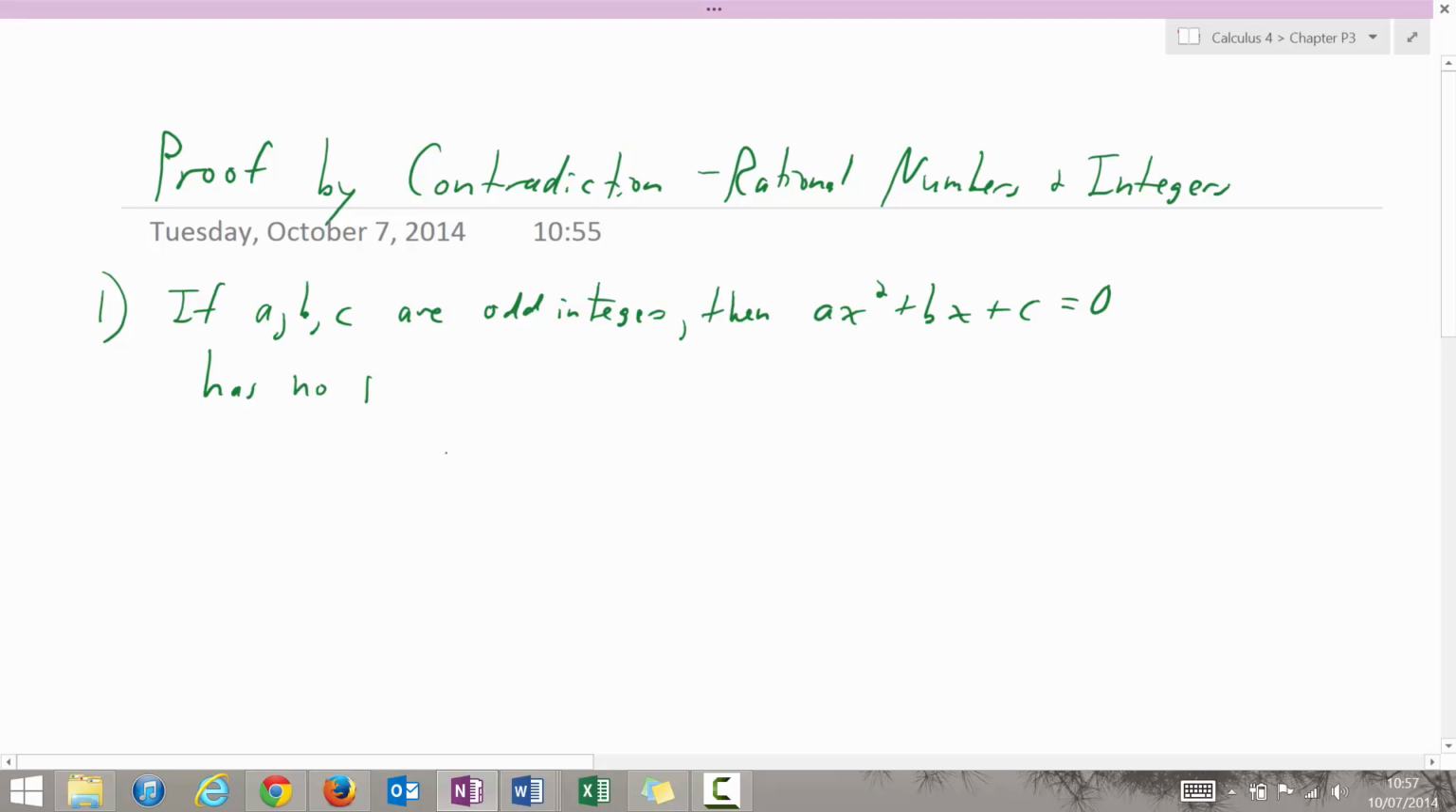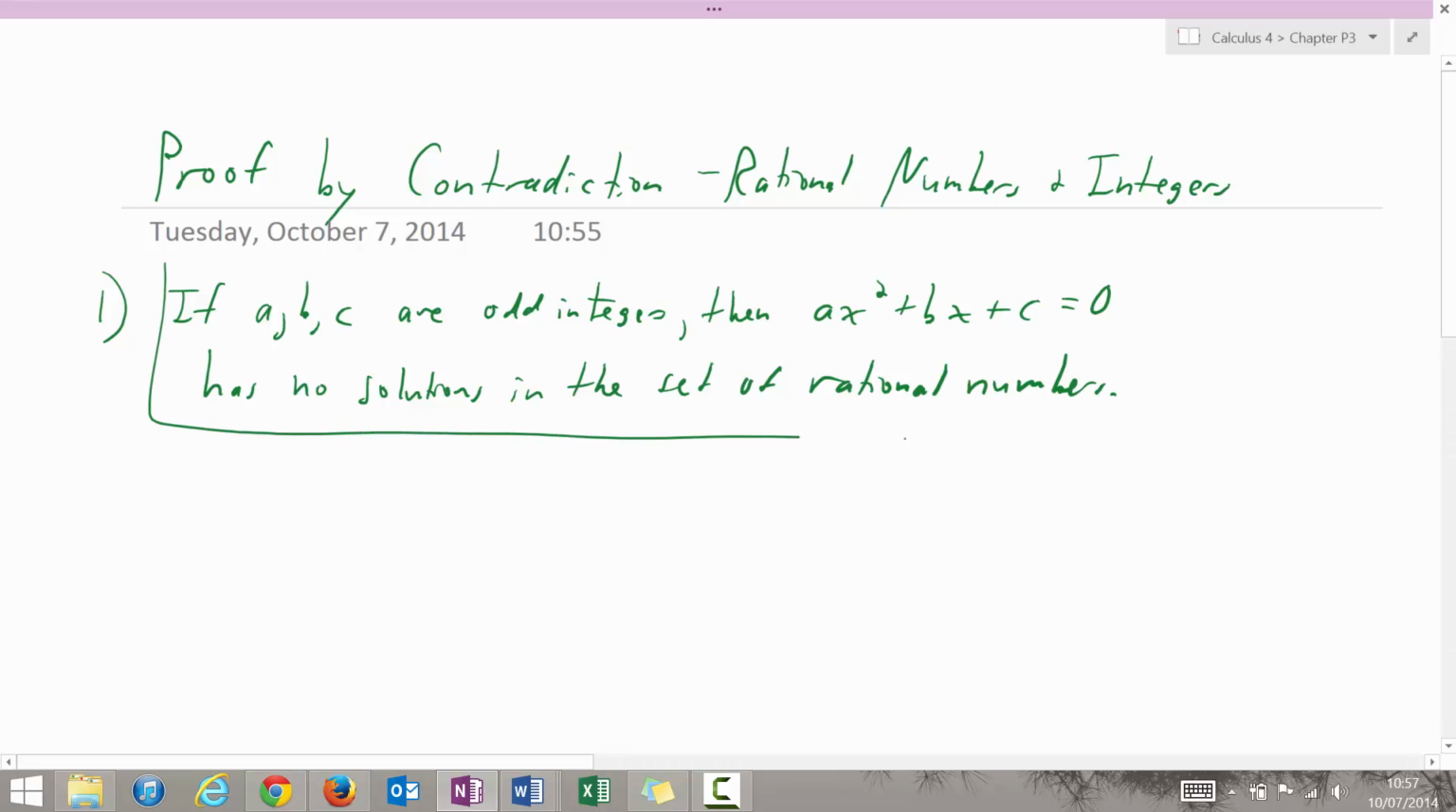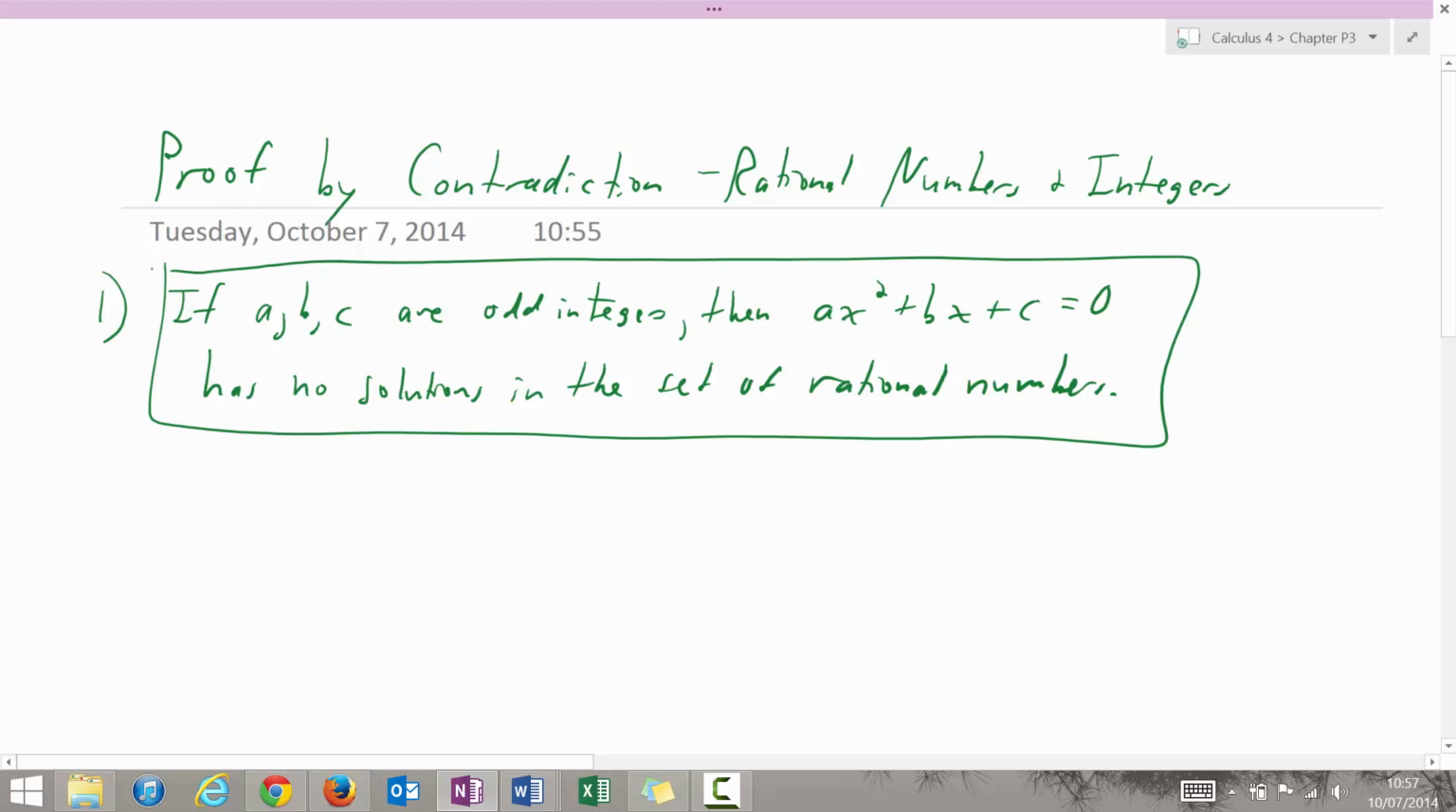has no solutions in the set of rational numbers. This is kind of a neat little feature of trying to set up problems for quadratics. We'll never come up with rational solutions if a, b, and c are all odd integers. That's, again, I think it's interesting. A curiosity, but still interesting.